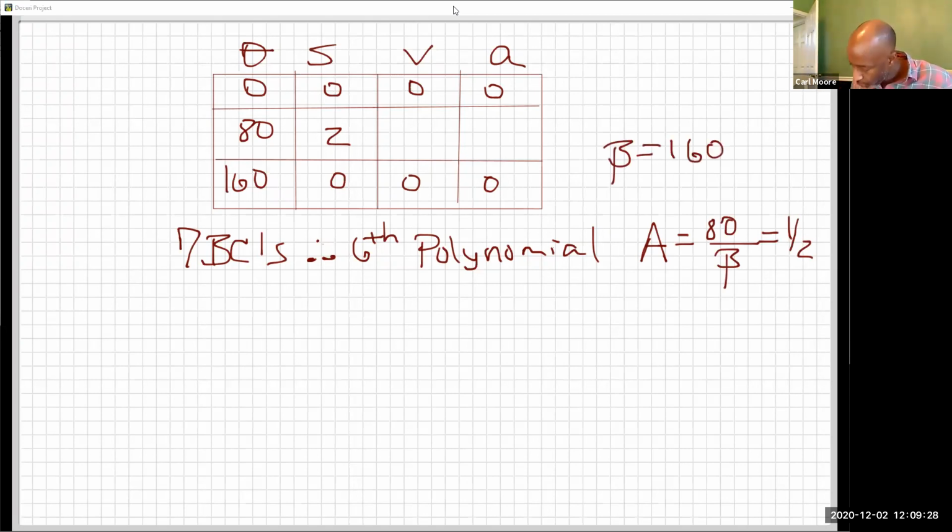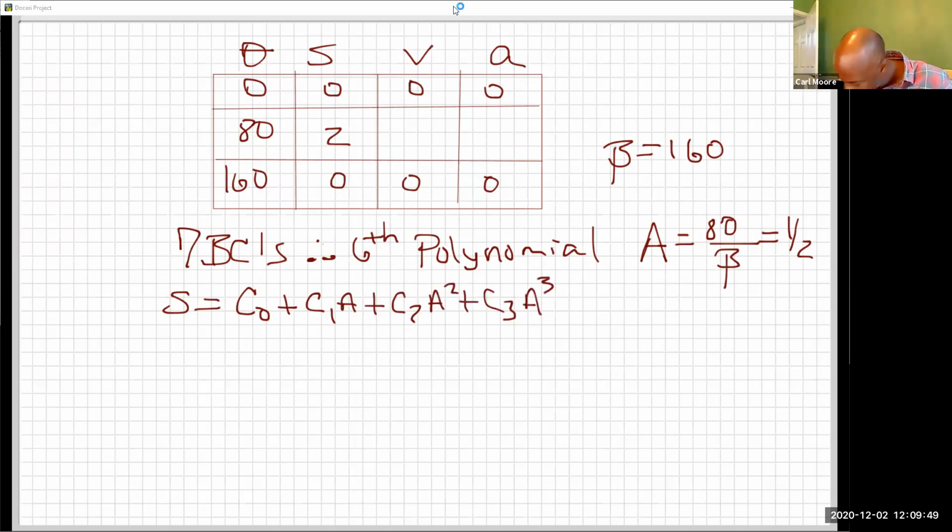Okay, so for this problem, this is a rise, fall, dwell polynomial. And so I have S equal to, and this is a standard S, and we're just going to have it go out to 6 since this is a 6th degree polynomial: C0 plus C1A plus C2A squared plus C3A cubed plus C4A to the 4th plus C5A to the 5th plus C6A to the 6th. Sorry, I got a little messy there. And V, so we take the derivative of that. Now we're taking these derivatives with respect to theta.